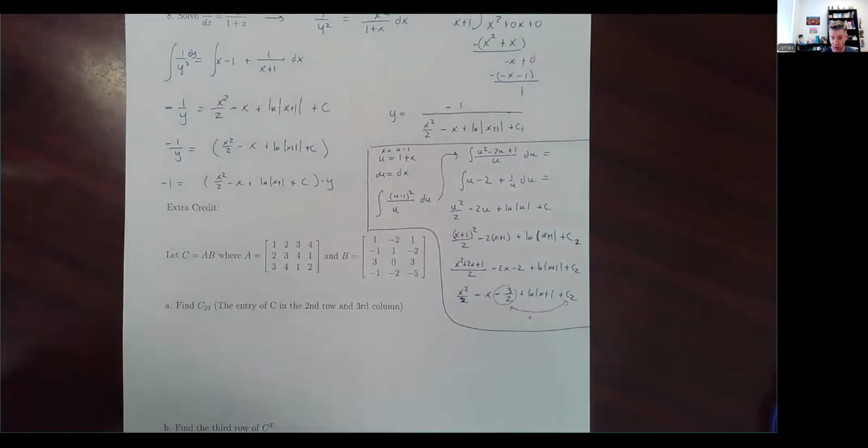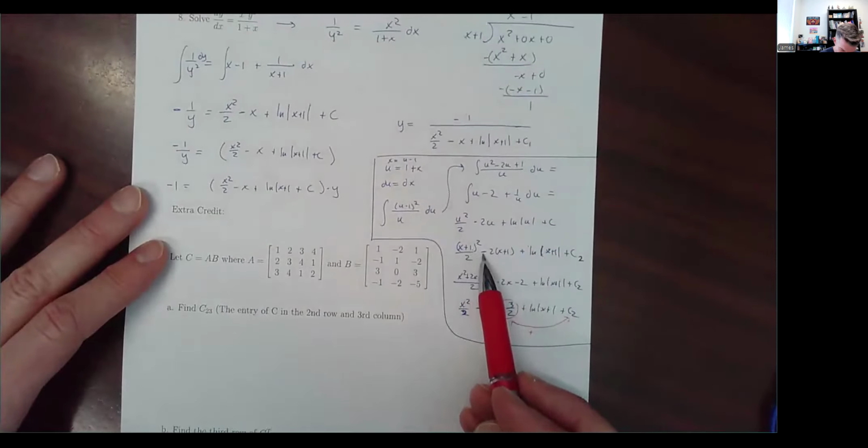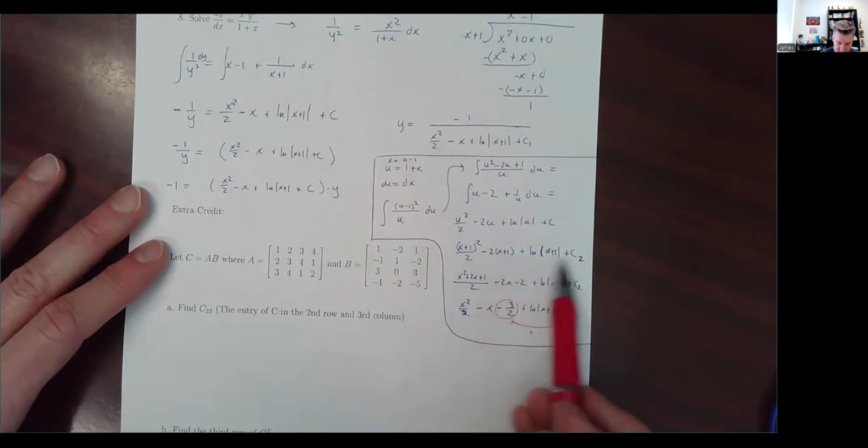His answer should have looked like -1 over x plus 1 squared minus 2 times x plus 1 plus natural log of x plus 1 plus C2.